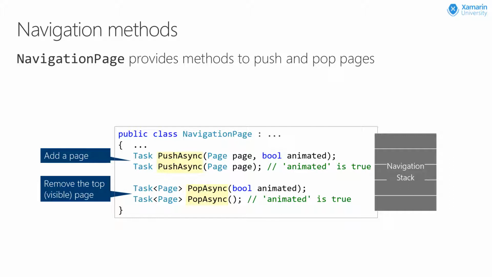Now we have similar methods to remove pages from the stack. Calling PopAsync removes the top page and will show the previous page, and again we can control the animation as desired. Now you might be thinking, why wouldn't I show the animation? And really the most likely use case is when you're restoring state. So if your user was several pages into the navigation stack and they've left the app, you may need to restore state, and you might want to add several pages to the stack but not show the animation so the user feels that they've restored to the place where they left off.